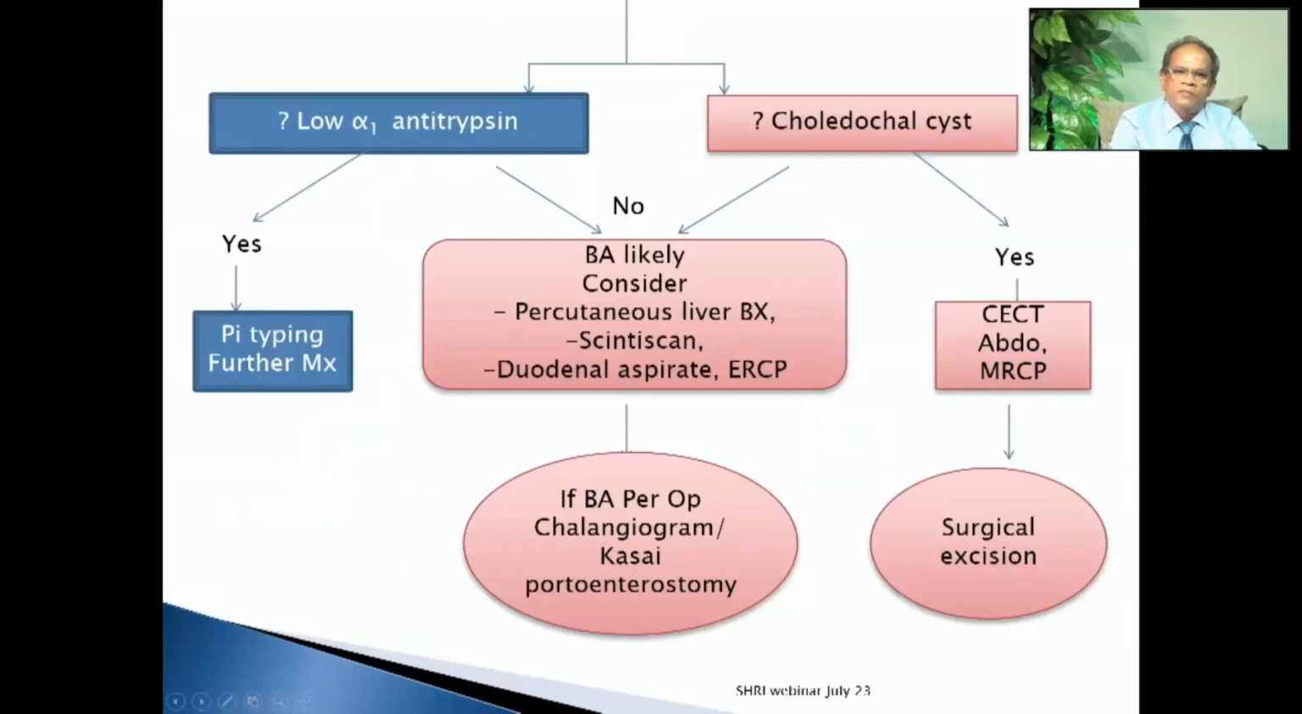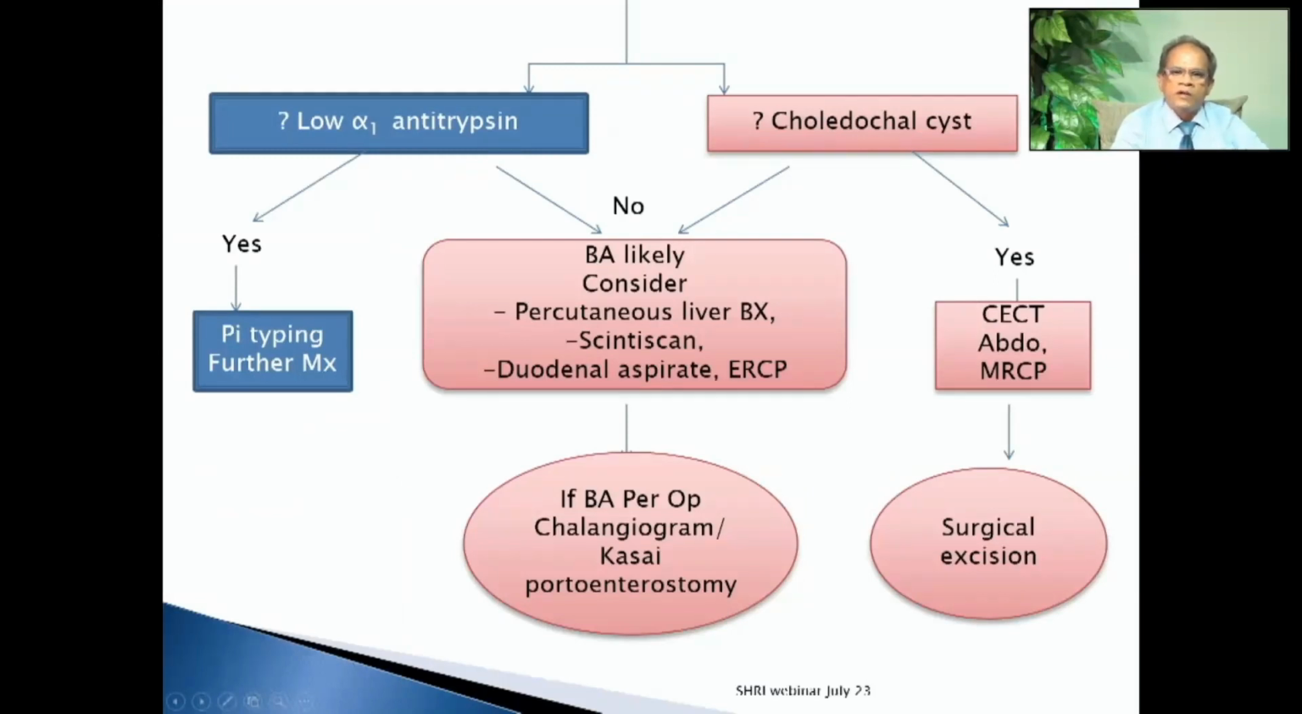And if the abdominal ultrasound does show a dilated common bile duct and a cyst at the porta, like a choledochal cyst, then you investigate accordingly with a CT or MRCP, and then confirm choledochal cyst, and then you proceed with definitive treatment, which is surgical excision.